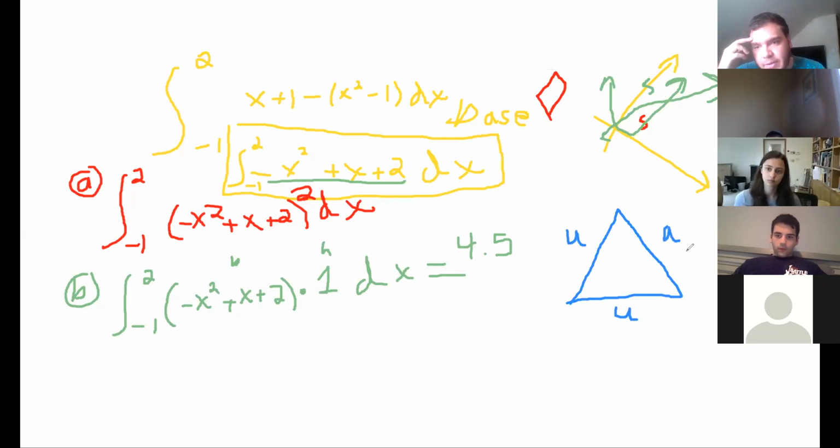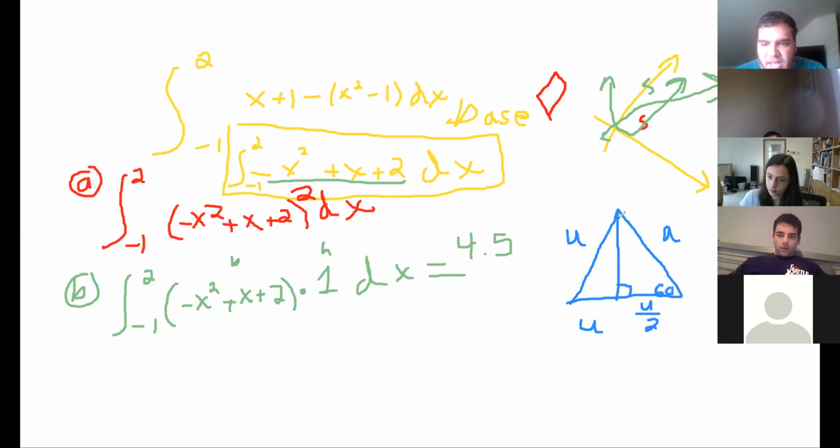Okay. But we need to find the area of the triangle. Every time we need to find the area of the triangle, we need its base and height. And from this situation, I can't tell the base and height. But if I cut it in half and make this a right triangle, I know this piece right here is going to be u over 2. Also, you got to remember, an equilateral triangle has 60 degrees, right? So this will be 60. And then over here is going to be 30. So now we have a 30, 60, 90.